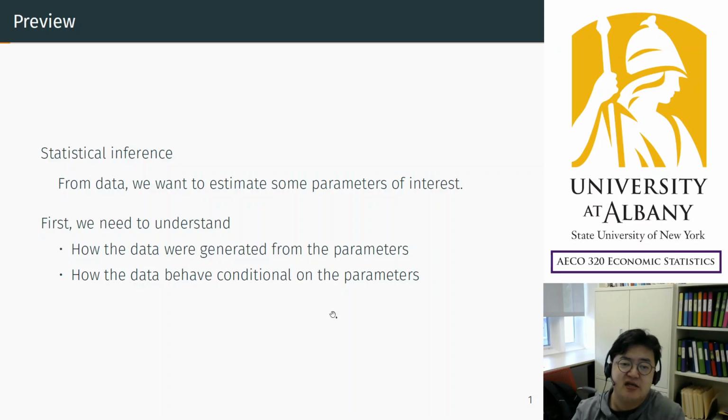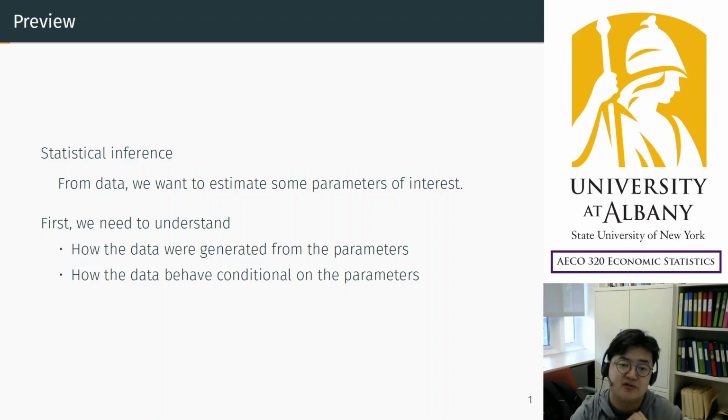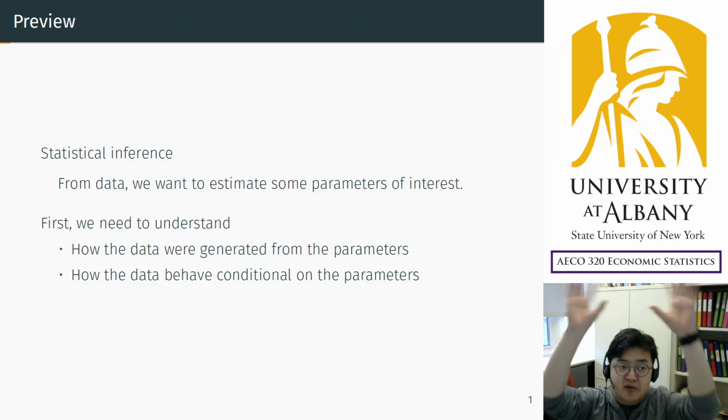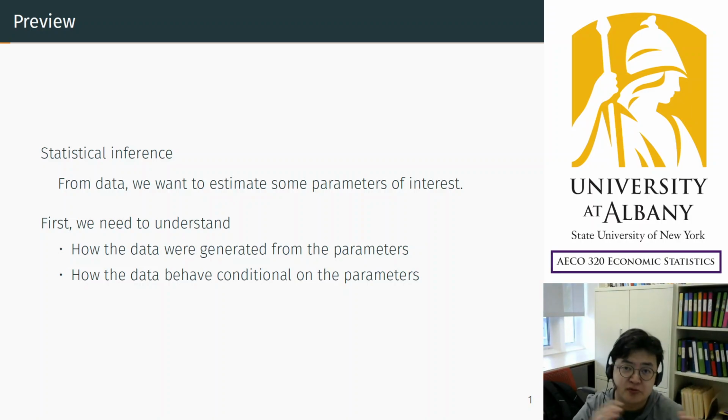So basically, statistical inference is to estimate or guess some parameters of interest from data, right? You observe data. From there, you are going to recover the parameters. And to do that, we need to first understand how parameters generate the data. That was the first 6 chapters. In the first 6 chapters, we learned how parameters are defined. Mean, probability, variance are defined, and what are the properties generated from these data.